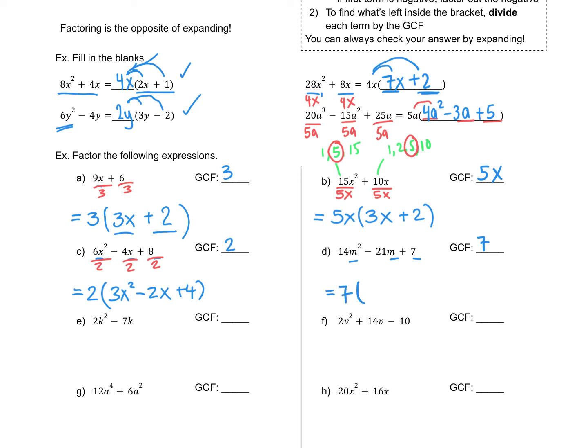Make sure you write your greatest common factor out in front, and then we can show our division. 14 divided by 7 is 2, then the m squared stays. Negative 21 divided by 7 is negative 3, and the m stays. And 7 divided by 7, it doesn't disappear, but anything divided by itself is 1. All right.